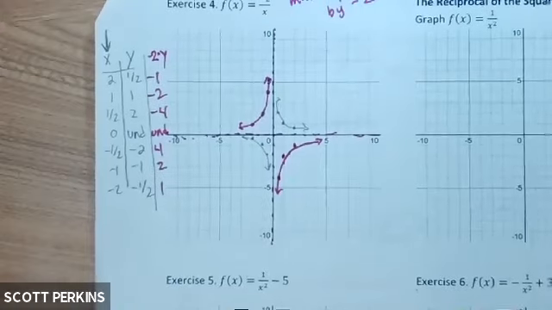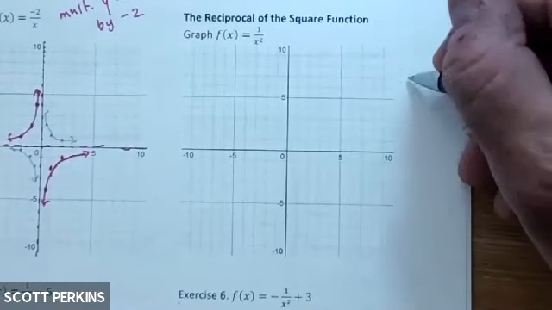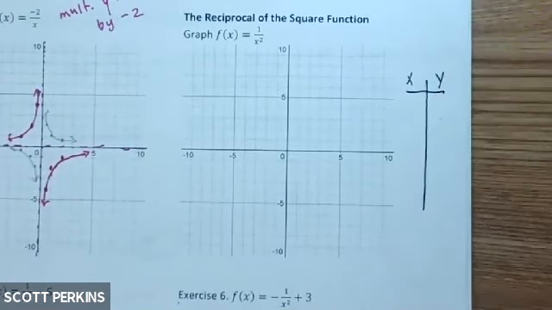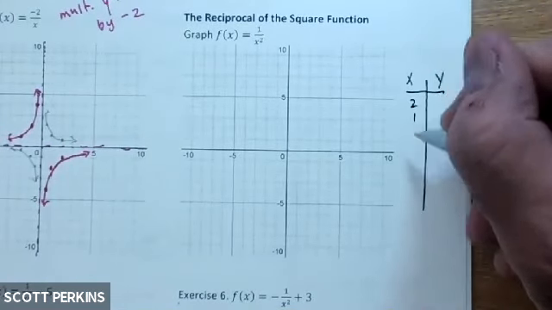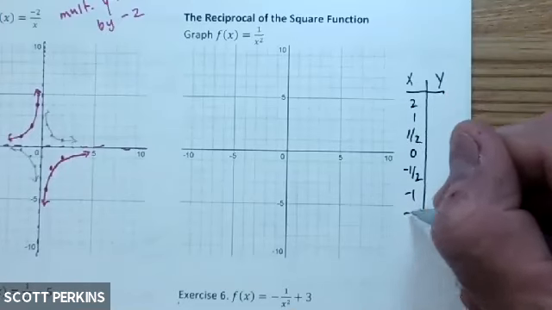All right, the reciprocal square function, super similar. So I'm going to create a table again. We're going to use the same x values we did before. This is our basic function right here. 2, 1, a half, 0, negative a half, negative 1, negative 2.